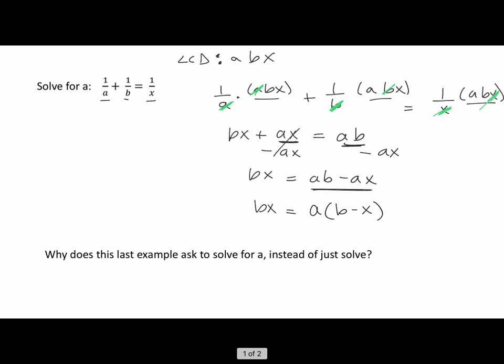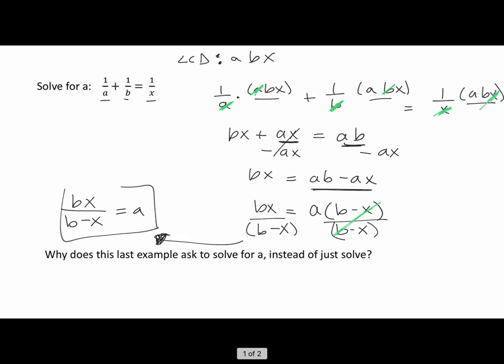And then if I want to get a by itself, I just need to undo this multiplication with division. So divide b minus x from both sides. Then that's going to cancel out, leaving just a on the right side. And on the left side, it's completely factored, and there are no factors in common, so it stays the way it is, bx over b minus x. So that's what a equals.